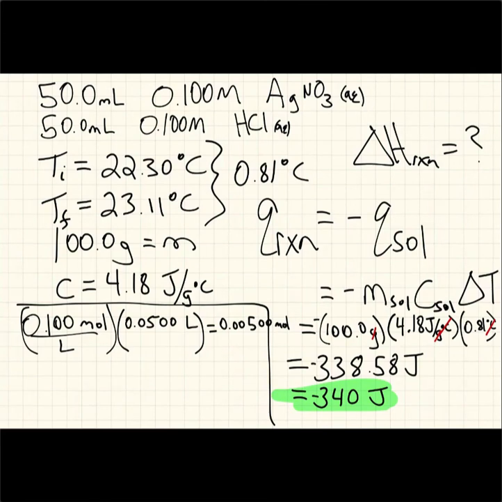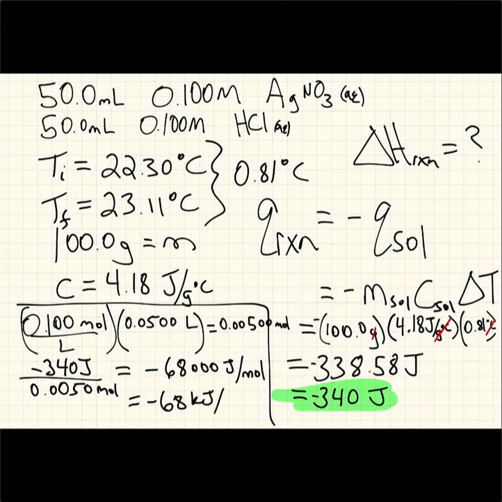So if I'd like to know what is my energy change per mole, I just take my minus 340 joules and divide it by the number of moles that I actually have. And I'm only going to keep two significant figures there because my numerator is only to two significant figures. And so minus 340 over 0.005 gives me my minus 68,000 joules per mole, which, as we all know, 1,000 joules is a kilojoule. So this is exactly the same as saying minus 68 kilojoules per mole. And that's my enthalpy change for this particular reaction.